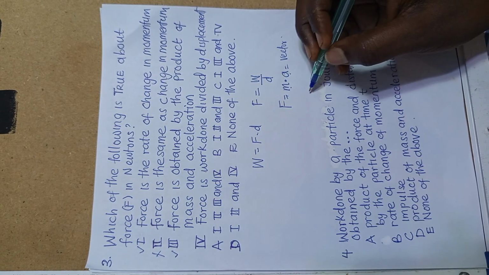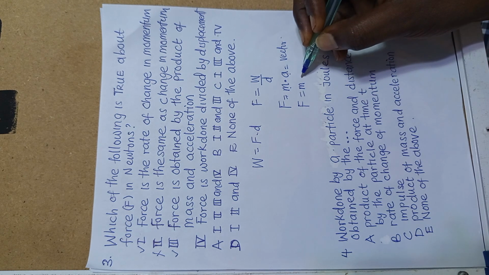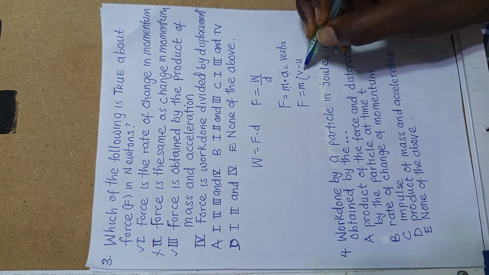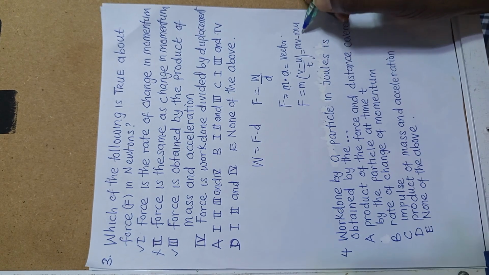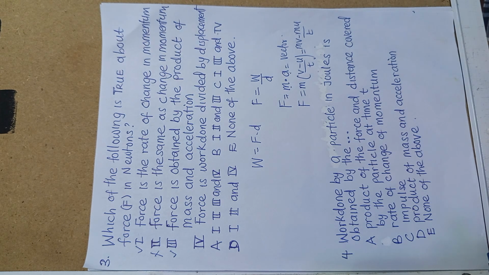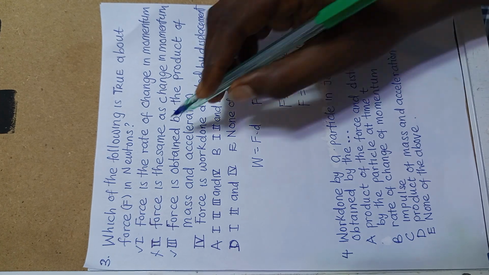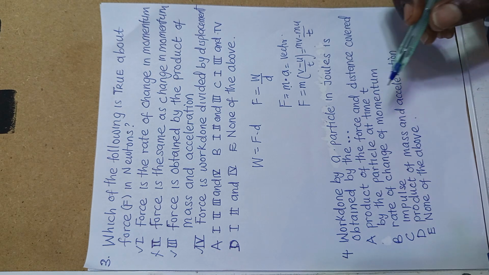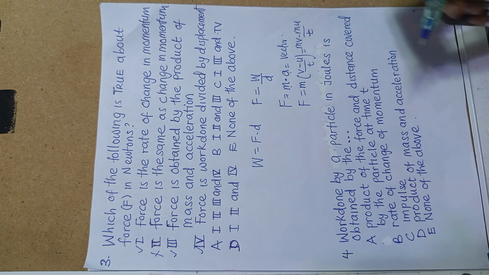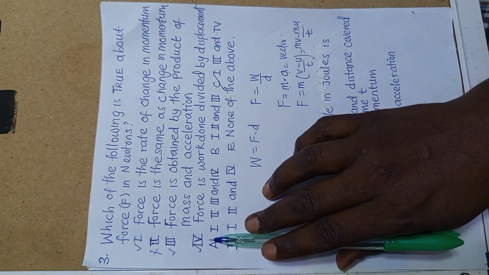So and so forth. Then F equal to what? M times velocity, and velocity is what? V minus u over t. So in that case, I would have mv minus mu over t. So mv minus mu over t is change in momentum. Then when you divide it by time, it becomes rate of change in momentum. So this one is correct. So I will go with 1, 3, and 4. C.